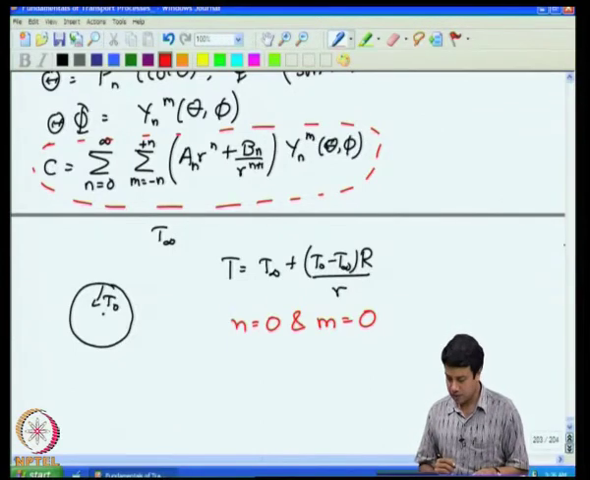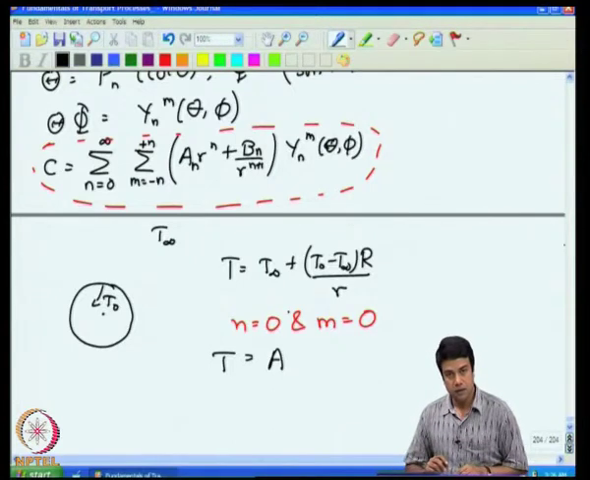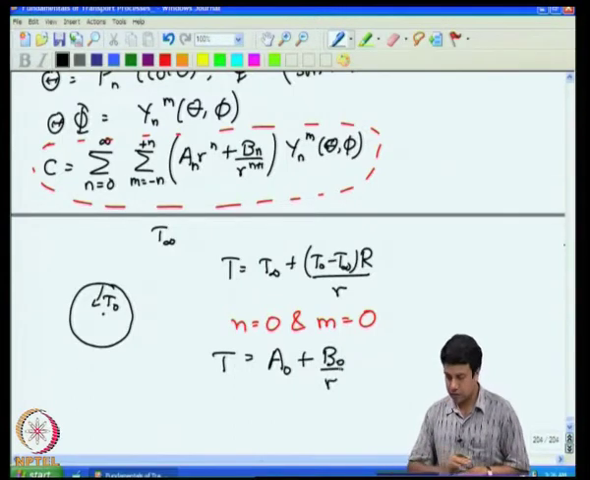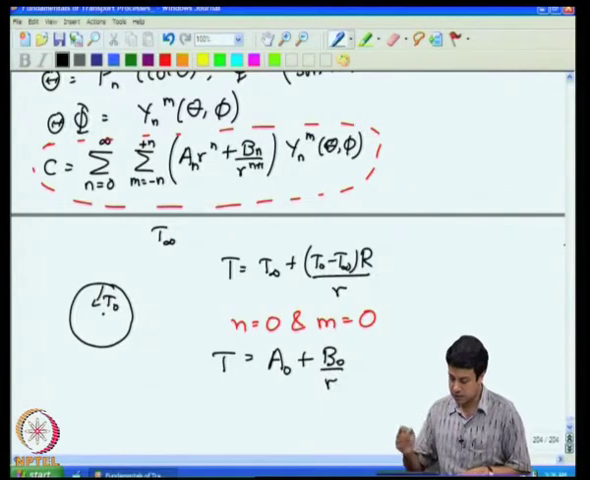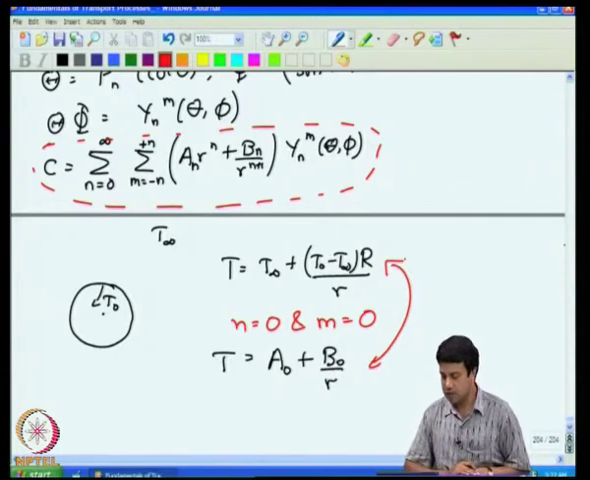For n equal to 0 and m equal to 0, the solution is of the form T equals A 0 plus B 0 by r, because P 0 of cos theta is equal to 1, and cos and sin of m phi are 1 and 0 respectively. So it just reduces to this particular form. And you can see that these two solutions are identical, with A 0 equal to T infinity and B 0 equal to (T naught minus T infinity) times capital R.